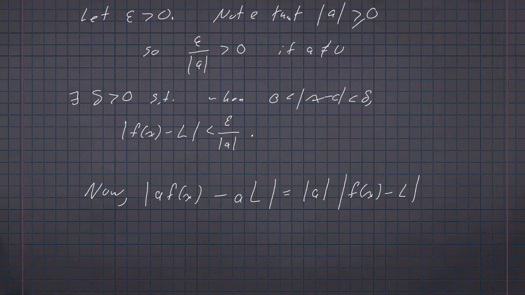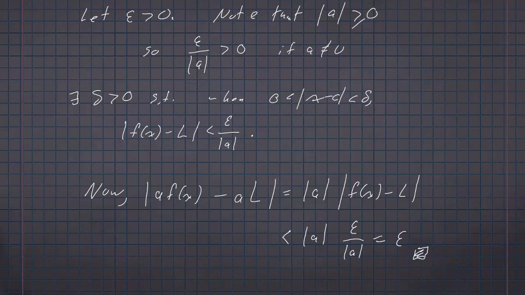And giving us the absolute value of a times the absolute value of f of x minus L. But we just stated that the absolute value of f of x minus L is less than epsilon over a. So this is less than the absolute value of a times epsilon over the absolute value of a, which is equal to epsilon.